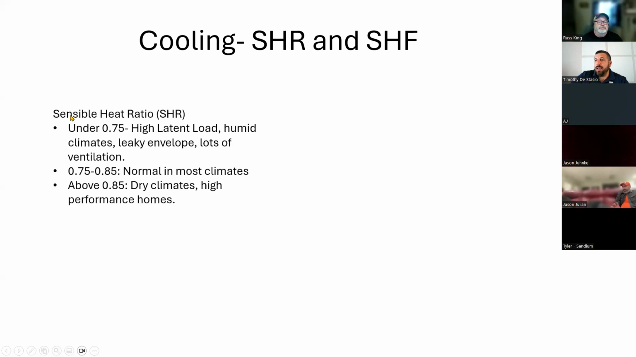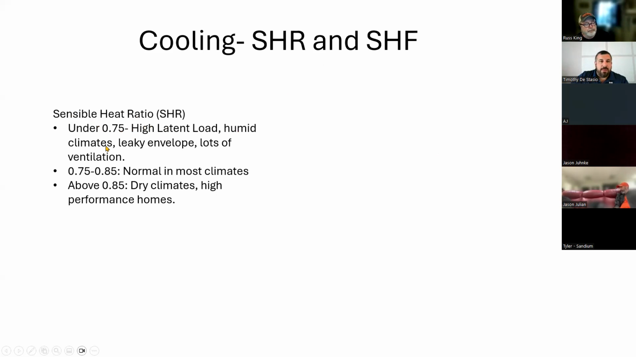All right, here are a few guidelines about understanding sensible heat ratio. If we're under 0.75, that means 25% or more of our load is latent. The lower our sensible is, the more our latent is. So if I saw a load that was under 0.75, especially nowadays with modern construction, I would think, okay, we've got a high latent load.